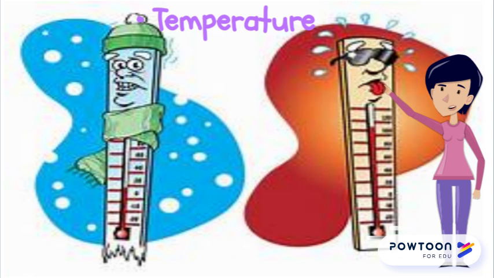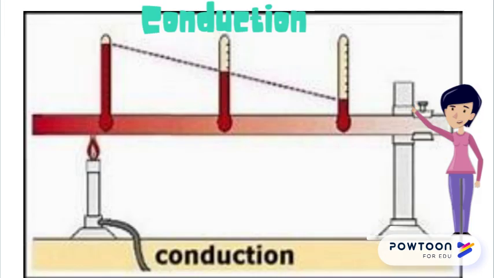Temperature is a measure of how hot or cold a substance feels and is measured in degrees Celsius. Temperature is a measure of the average kinetic energy of the particles in an object or system. We use a thermometer to measure the temperature of an object or substance.